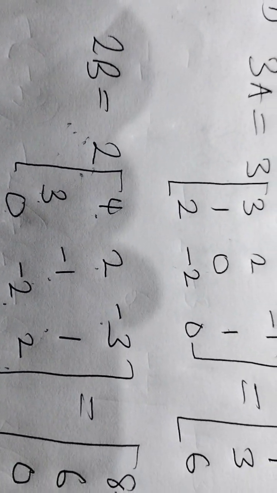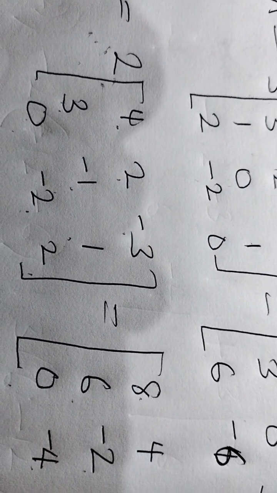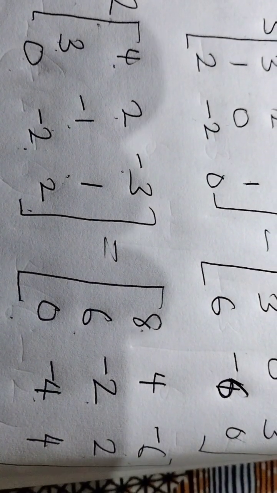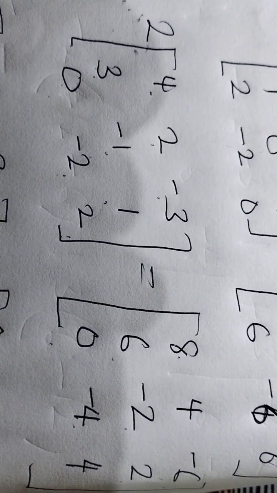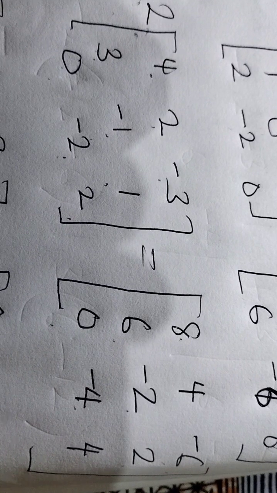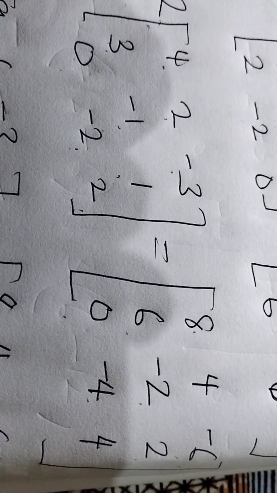Then going to 2B and opening the bracket, 2 multiplying the first row, 2 times 4 is 8, 2 times 2 is 4, 2 times -3 is -6. Second row, 2 times 3 is 6, 2 times -1 is -2, 2 times 1 is 2. Third row, 2 times 0 is 0, 2 times -2 is -4, 2 times 2 is 4.